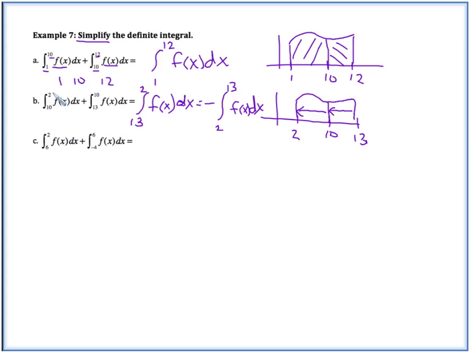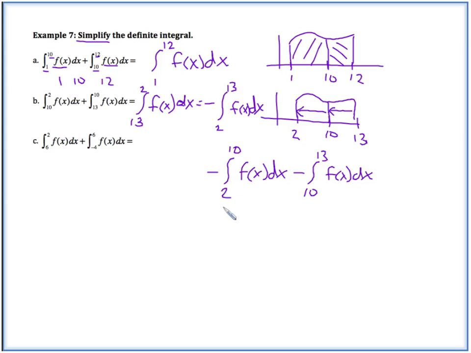Now, just as a side note, you could have noticed that this was going backwards in the first place. So instead of going 10 to 2, you could have switched this and gone from 2 to 10 of f of x dx, as long as you make it negative. And you could have done the same thing right here. From 13 to 10, we could have switched that and went 10 to 13 of f of x dx, as long as you made it negative.